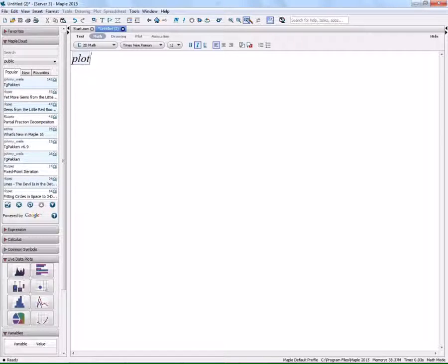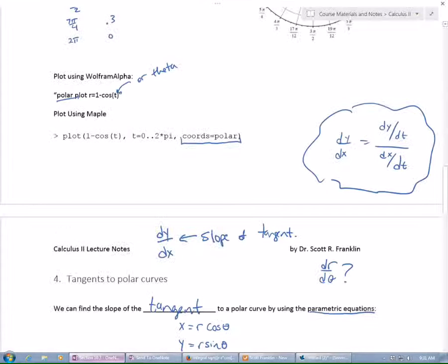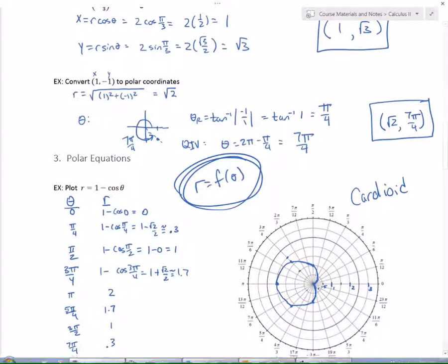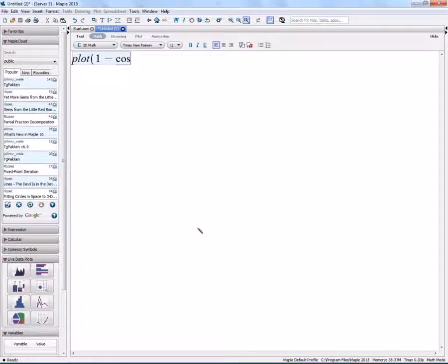I wanted to plot 1 minus cosine t. That was the cardioid that we graphed up here. Again, I could use theta, but I'm going to use just cosine of t, from t equals 0 to 2 times pi. You have to remember in Maple, pi is always capitalized to use that constant. Then I put a comma in here and say coords equal polar.